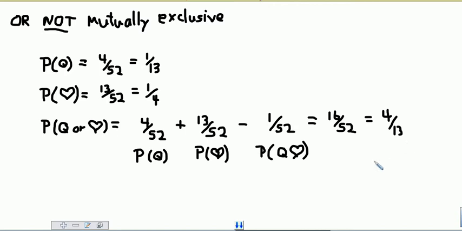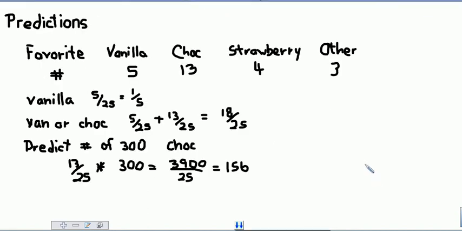And you multiply or you add. If they're not mutually exclusive, don't forget to subtract the AND, or the chances of them both happening at the same time. We make predictions a lot of times using probabilities.